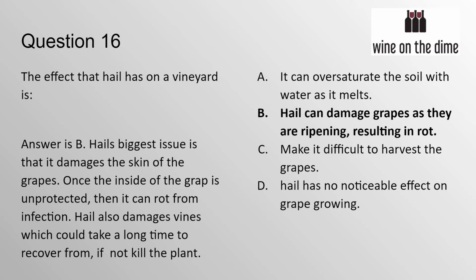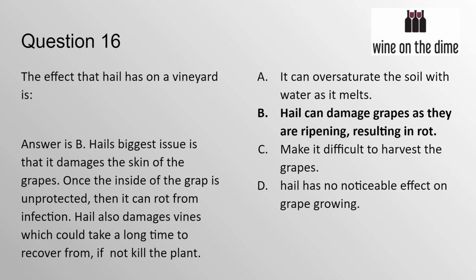So once the inside of the grape is unprotected, then it can rot from infection. Hail also damages vines, so it can take longer to recover from it, if not kill the plant.